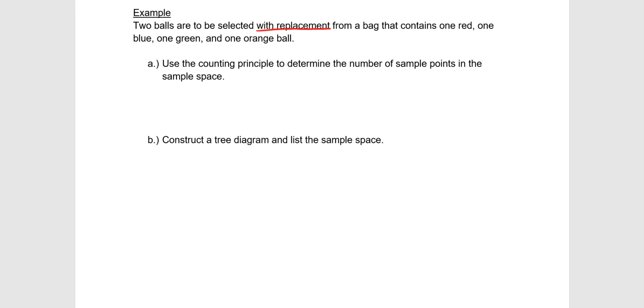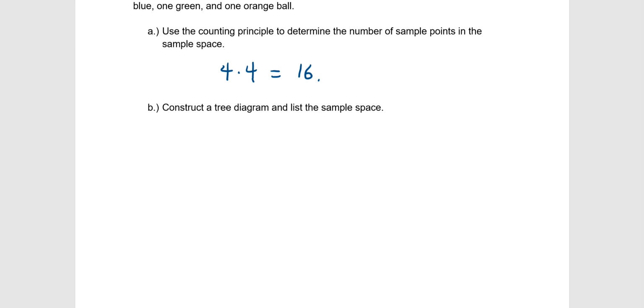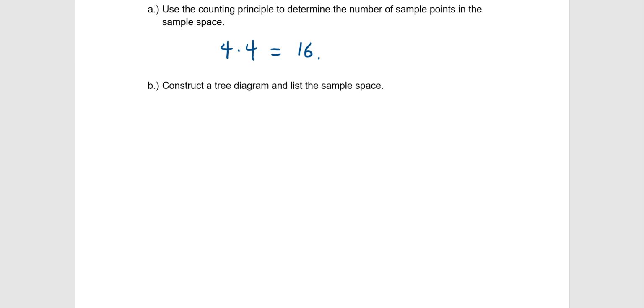So for the total number of possible outcomes, when we pull out the first ball, we have 4 options. We either pick out a red one, a blue one, a green one, or an orange one. That's 4 options. And then we put it back in, and then we do it again. So since we're putting it back, that means we're also going to have 4 options for the second one. So 4 times 4, we get 16 possible outcomes, which means 16 sample points in the sample space. And for the next one, let's go ahead and construct a tree diagram.